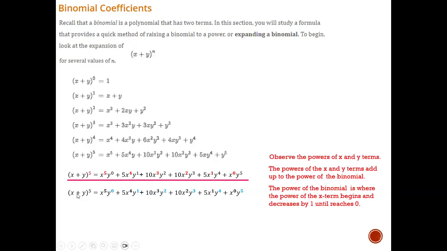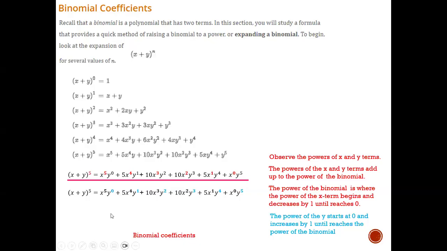So x, or the first term, will start with matching that same power, 5. And then y, or the next term, will start at 0, and they go down by 1. Or the y's would go up by 1, and the x's go down by 1, okay? So the power of y starts at 0 over here, and increases by 1 until you hit the same power of the binomial. And again, that's the opposite. X starts at 5, and you decrease by 1, okay? So that's the pattern that we see with the powers.